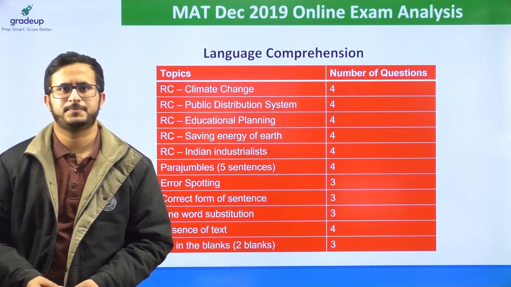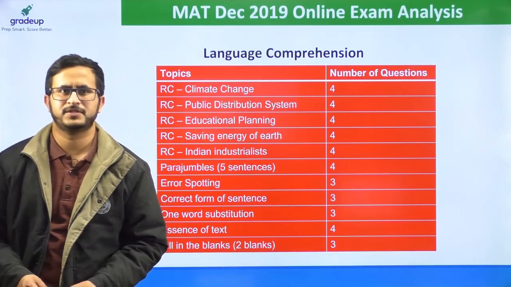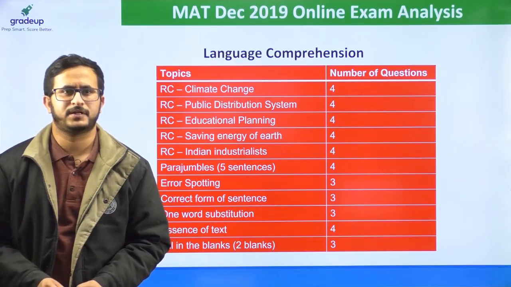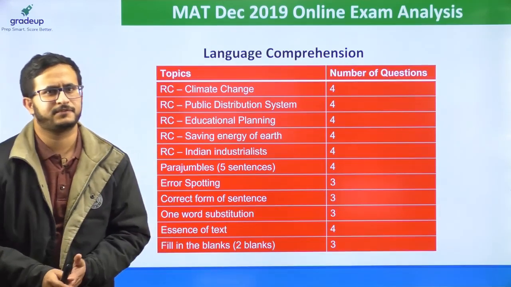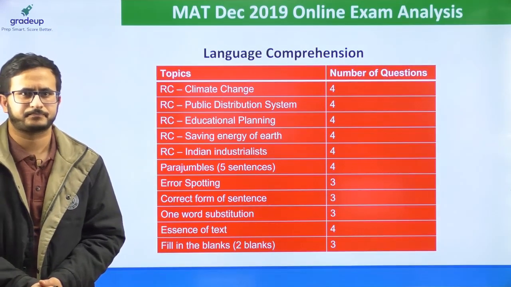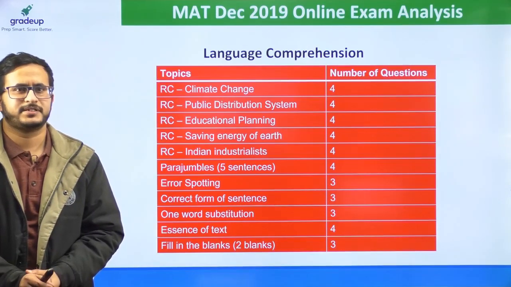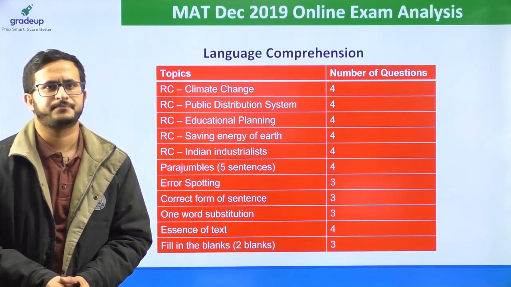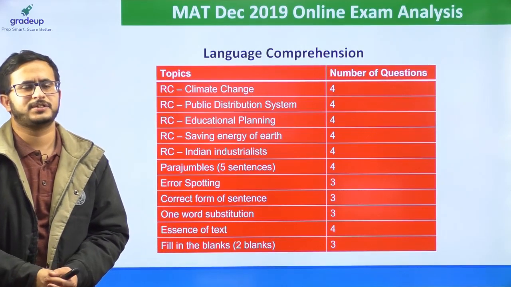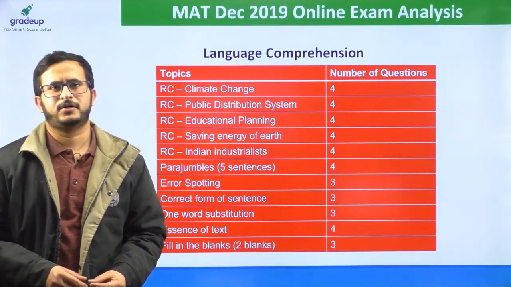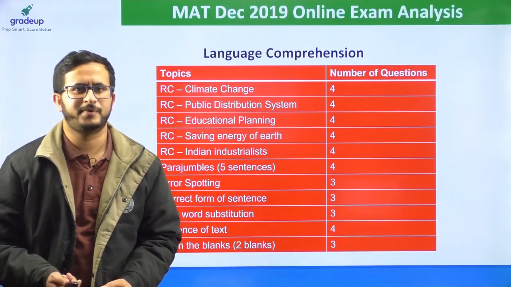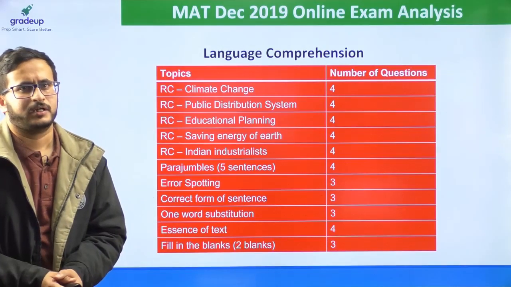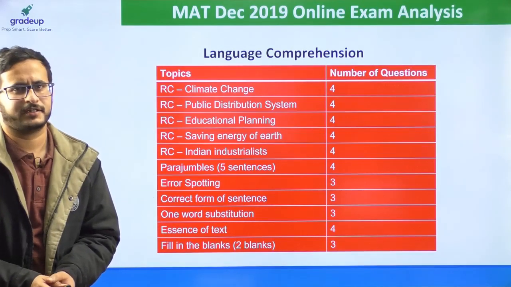There was one word substitution. A phrase was given and one had to give the one word for that sentence. There were 4 questions on essence of text, which is basically a para summary, and there were 3 questions on fill in the blanks. All such questions had 2 blanks each. So the English section was easy to moderate.